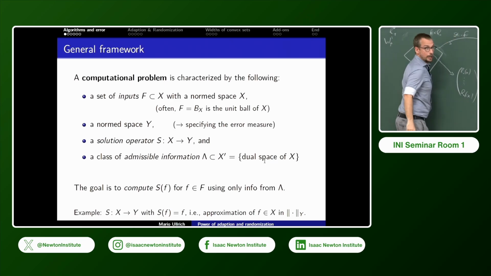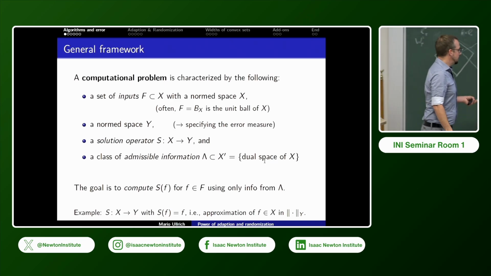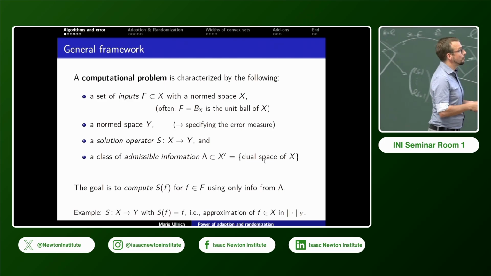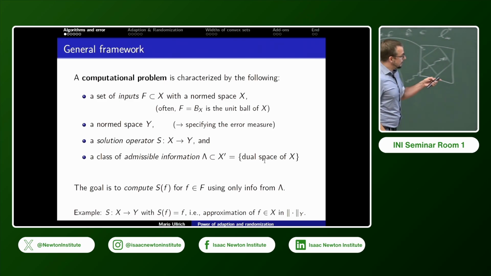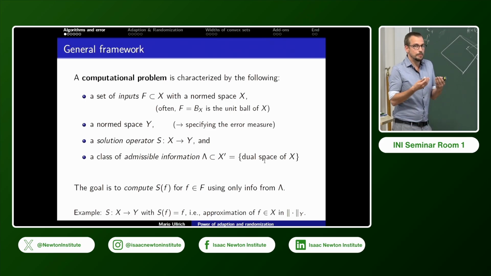I'm going back to my approximation. Okay, that's just the general concept of an algorithm. I don't say anything about computability or whatever. It's just an information complexity point of view. And that's the last point here: we usually have to fix some class of admissible information.